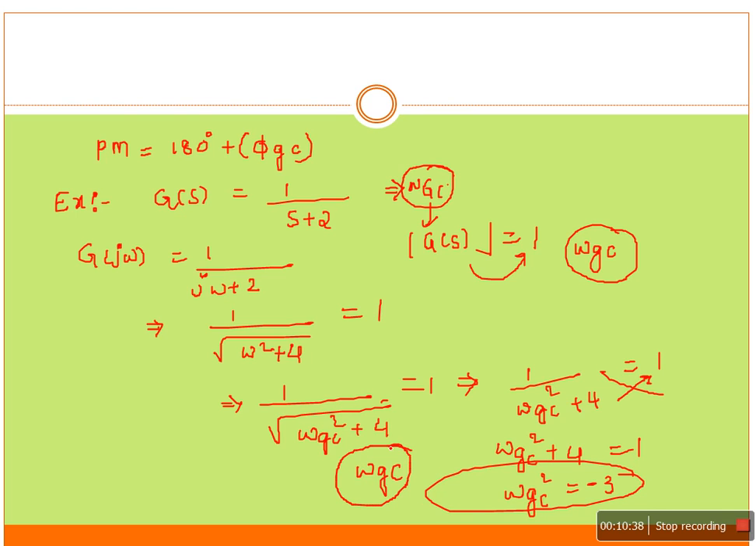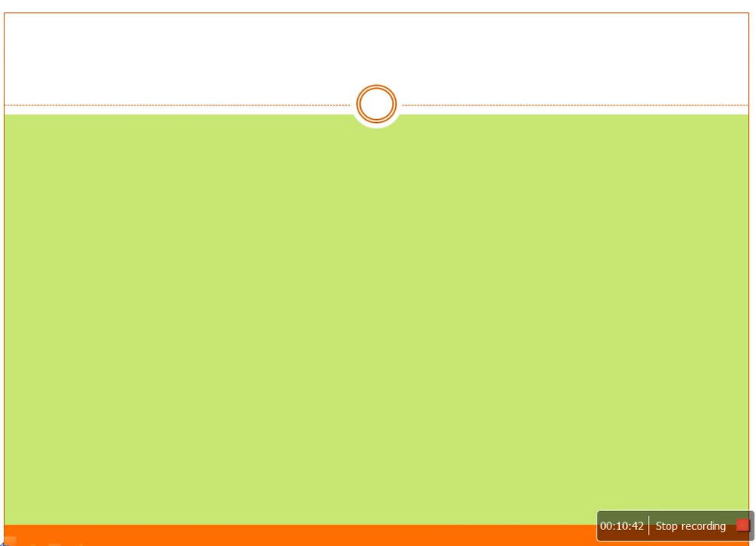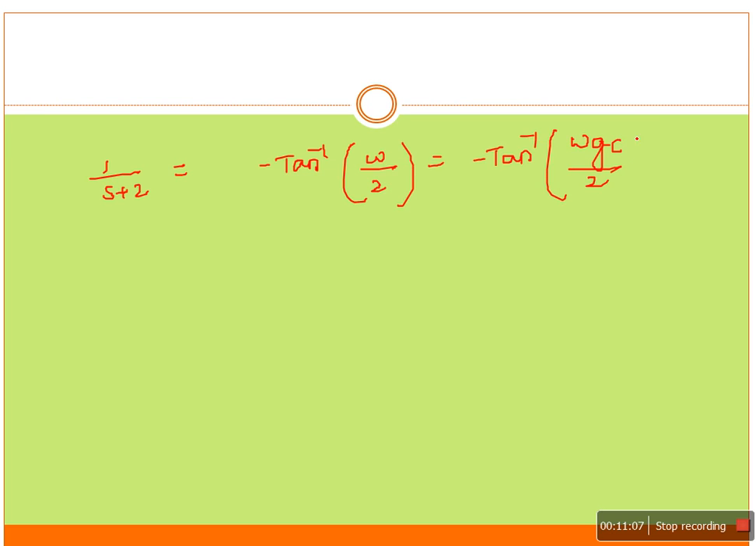After calculating the omega gc value, we have to calculate the phase. What is the phase here? The phase of 1 by s plus 2 is minus tan inverse of omega by 2. So in place of omega, what you have to substitute? Minus tan inverse of the omega gc value. That omega gc value you have to substitute here.